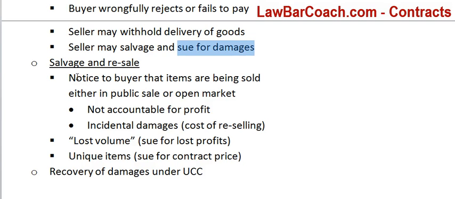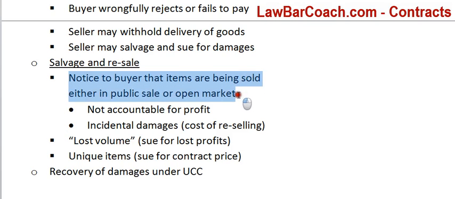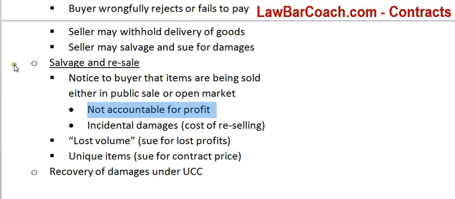Generally speaking, if you salvage or resale, you have to give notice to the buyer that those items are being sold either in a public sale or open market, so they have a chance to buy them if they wish to. If you actually make money, say those bobbleheads, you're able to sell them to somebody who wants to pay you more than you would have sold, you don't have to give that profit away.